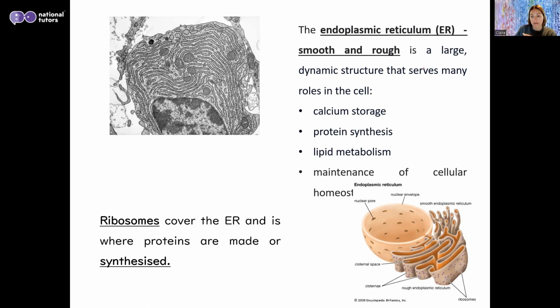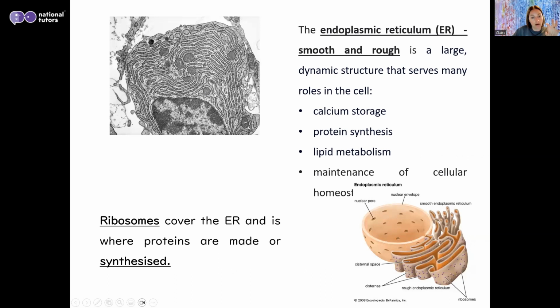But the smooth endoplasmic reticulum, it's like a little transport system. Okay, it moves things around. So it's a large dynamic structure that serves many roles in the cell. So it's there for calcium storage, very important. Protein synthesis, which we're going to cover next lesson, I think at 1 o'clock later. Lipid metabolism. Now, metabolism is a chemical reaction. It's basically breaking down, building up, anything like that. That's metabolism. Maintenance of cellular homeostasis. So it's making sure everything stays where it's supposed to be, like the levels where they're supposed to be.